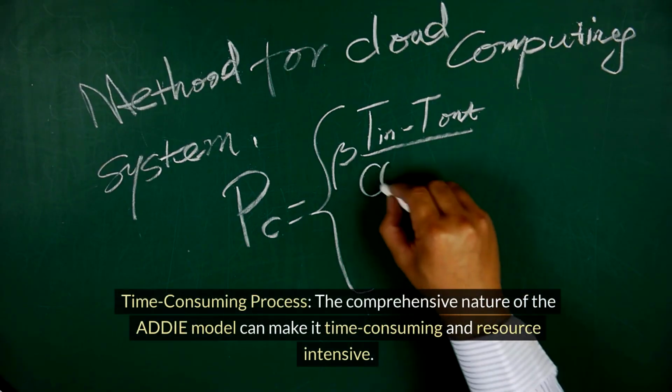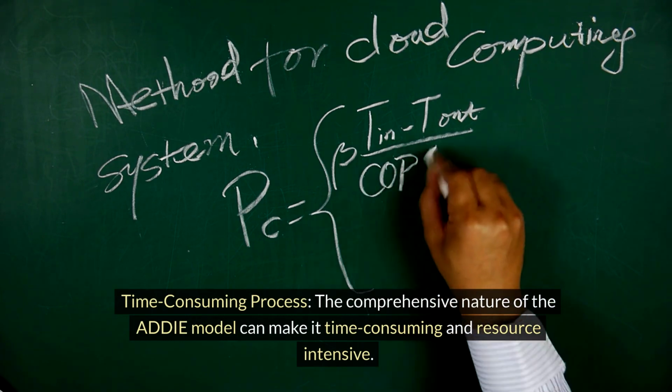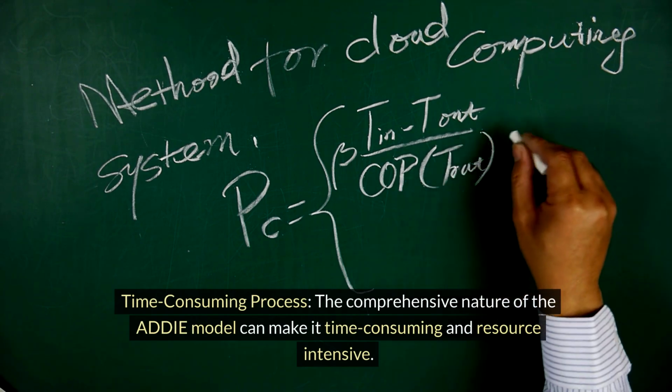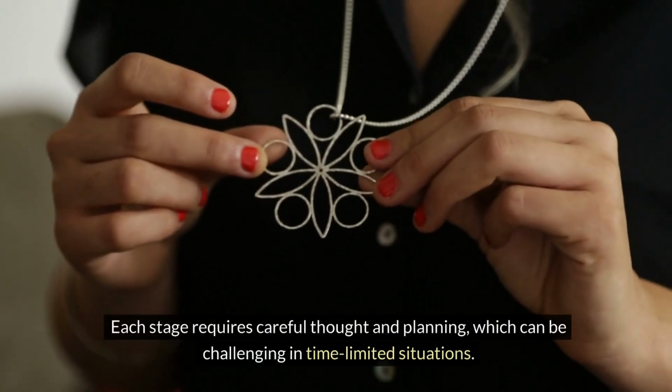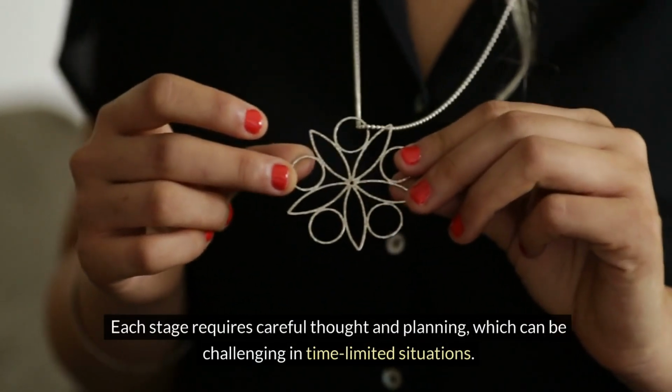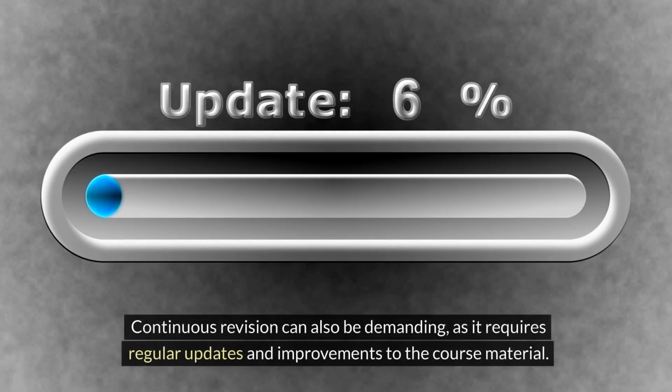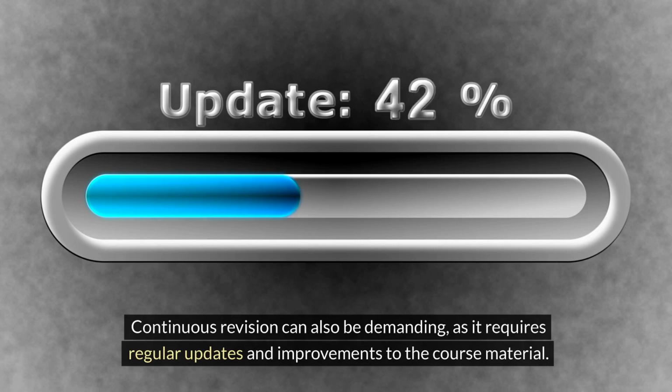Time-consuming process. The comprehensive nature of the ADDIE model can make it time-consuming and resource-intensive. Each stage requires careful thought and planning, which can be challenging in time-limited situations. Continuous revision can also be demanding as it requires regular updates and improvements to the course material.